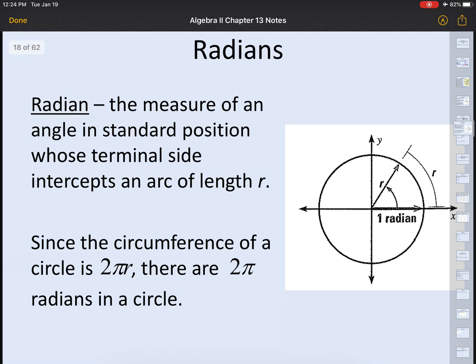All right, a radian is the measure of an angle in the standard position, so it's at the vertex and the initial side is on the positive x-axis, and whose terminal side intercepts an arc of the length r. So it's kind of like a radius r, and it's intercepting an arc basically on a circle. And since the circumference of a circle is 2 pi r, there are just 2 pi radians in a circle. So when we're working in radians, 360 degrees is the same thing as 2 pi.